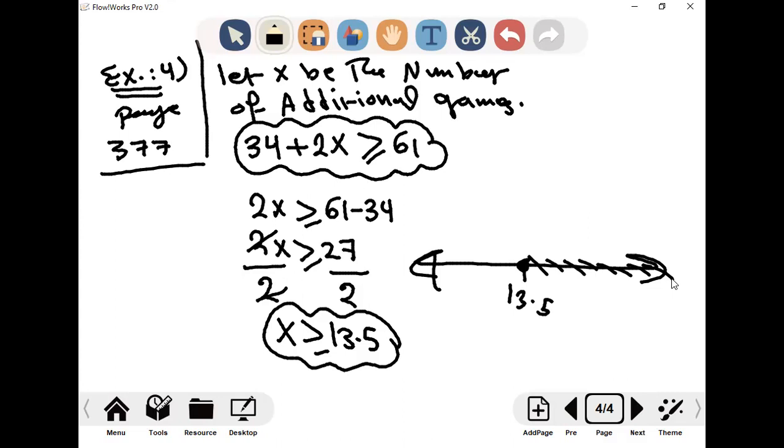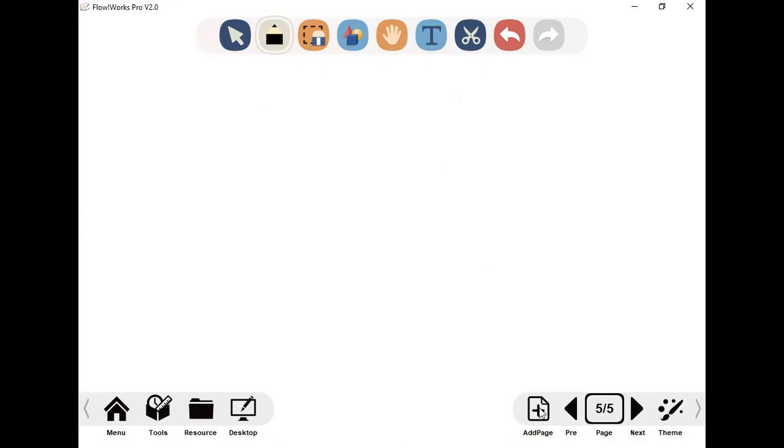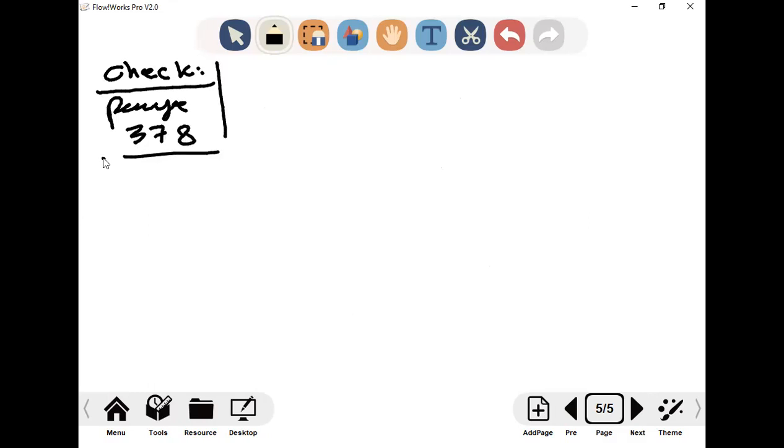Now let's see the check after this example together. Guys, please. We are going to check page 378. Here we have 2 parts. Part A, we will select the inequality, and part B, we will solve it. Okay? And part C, we will interpret the answer. No graphing here. Peter, focus with me now.